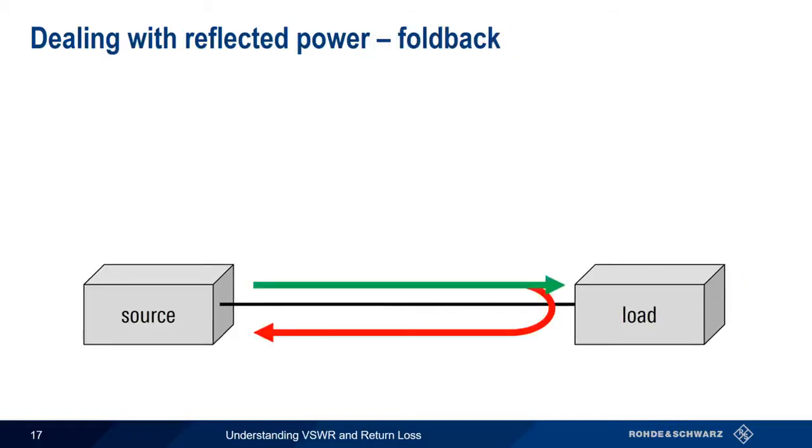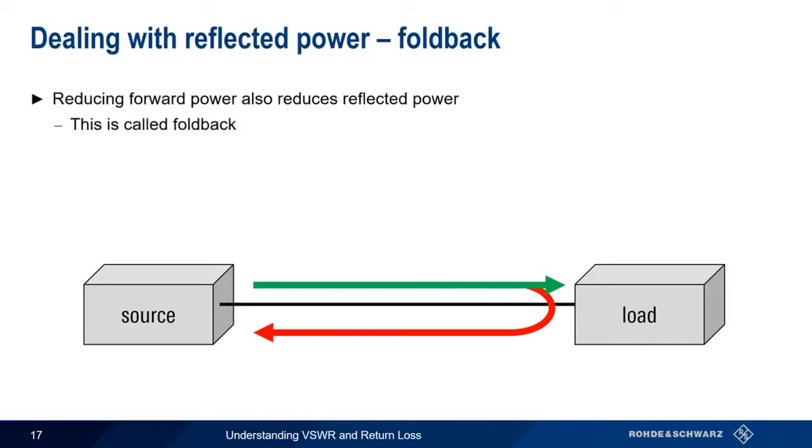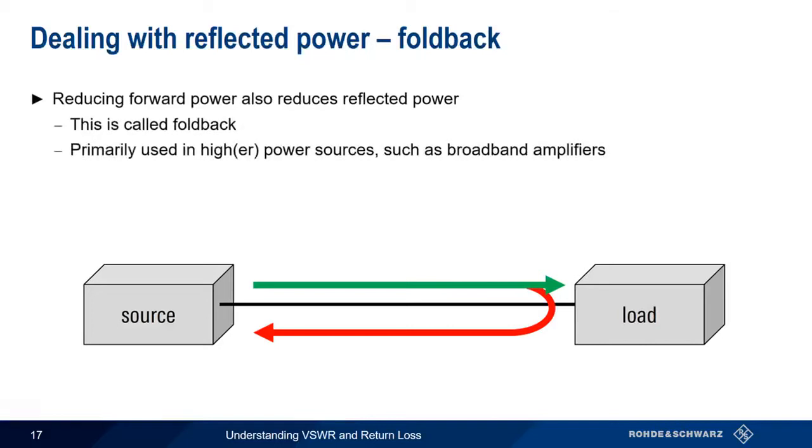Another way to reduce the level of reflected power is to reduce the level of transmitted power. This is called foldback and is primarily used in higher power sources such as broadband amplifiers. The main application of foldback is protecting the source from high levels of reflected power, which can cause performance degradation and even permanent damage in some cases.